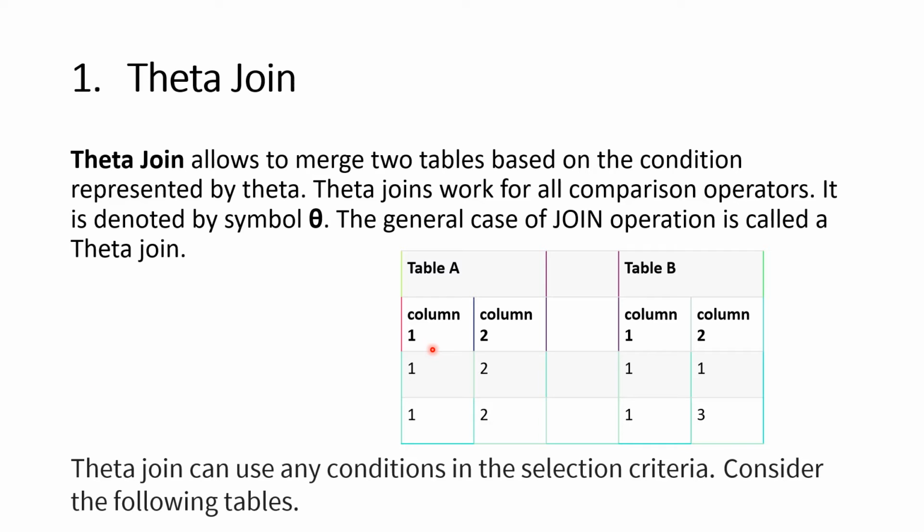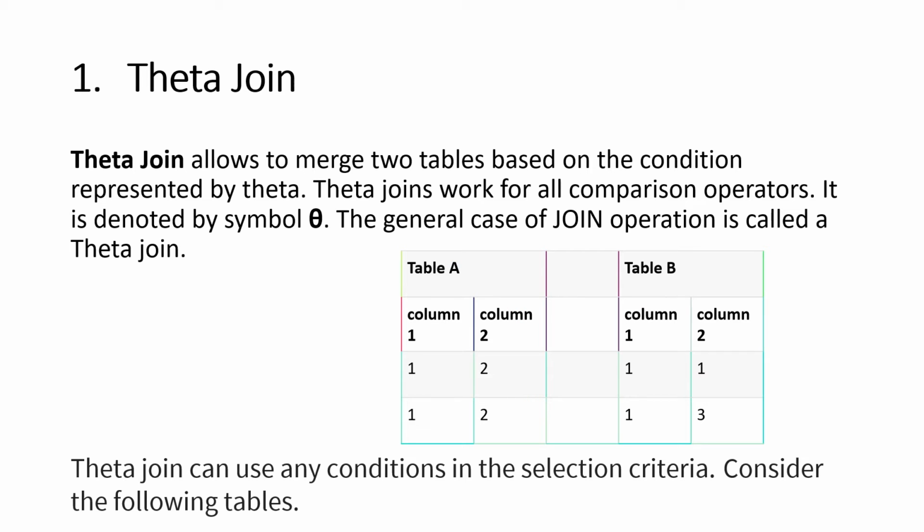In this, firstly we have to understand the tables. It is necessary to understand the example of it. Theta join basically allows us to merge the tables based on some condition that is represented by theta. So here we have two tables, and we can see some values written in them: column 1, column 2, column 1, column 2. The same column names are represented in both the tables.